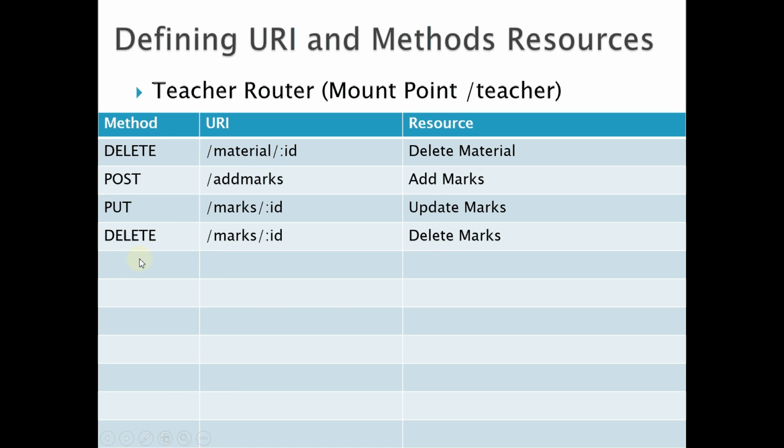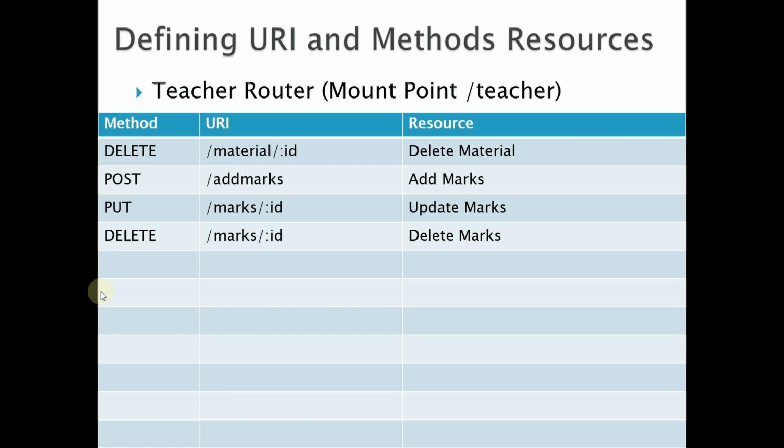So what have we defined till now? We have defined our routers, we have defined the resources that need to be provided, we have defined the URIs for every resource, we have defined basically all the methods that need to be implemented for this REST API till this point.